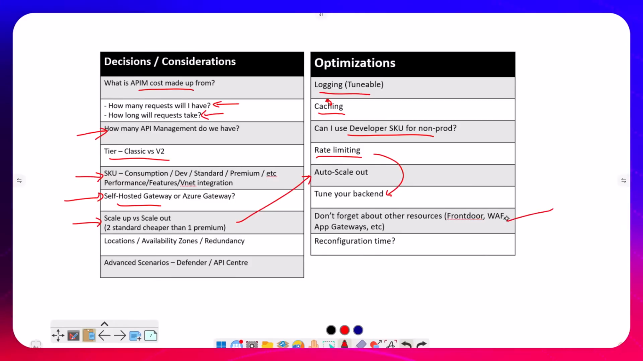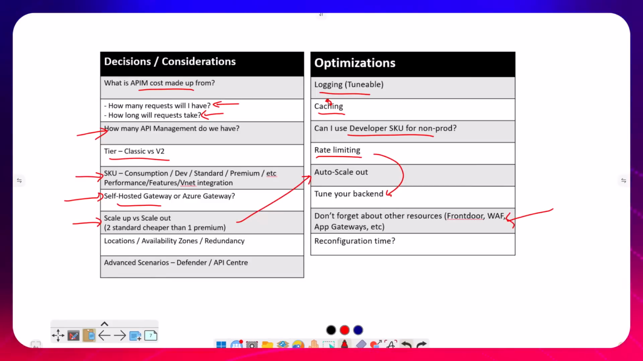Now, the next one is again about the other resources. If we go beyond the Log Analytics integration, often in an API management solution you have some other resources involved in the architecture. It's very common for people to put Front Door or App Gateway in front of API management for various reasons. And then often if you have one of those solutions, you might put a WAF in there as well. So don't forget to consider that they're going to be part of the cost of your overall API management solution. It's not just about purely the APIM SKU.